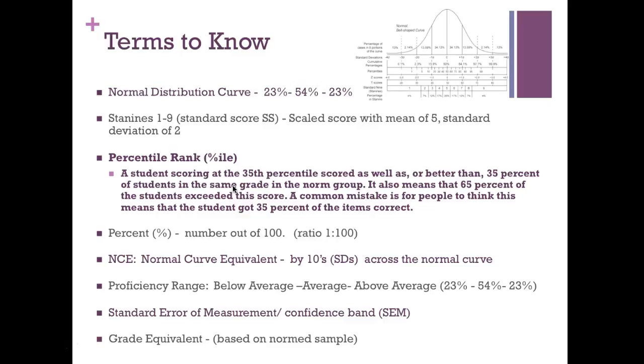So a common mistake is for people to think that this means the student got 35% of the items correct. That's not the case. It is a percentile rank, and that's what norm tests provide you, is a ranking based on the very large student sample and the normal curve.